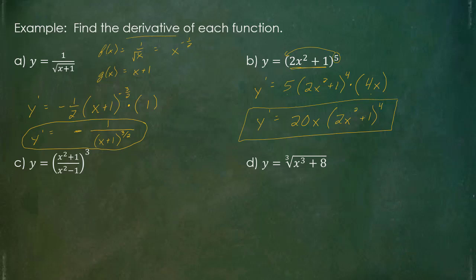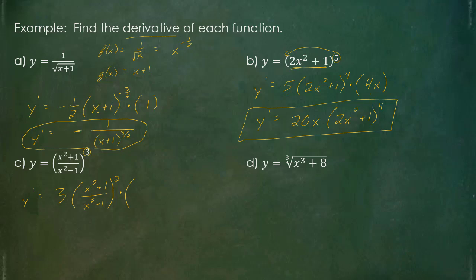Moving on to example C here, I would again notice that the power that's outside is this 3, so I'd start with that. So this y prime is going to have the 3 come out front. My base of (x squared plus 1) over (x squared minus 1) would stay the same, but then the power would drop down by 1, so that now is going to have a power of 2 on it. And then that's going to multiply by the derivative of the inside.